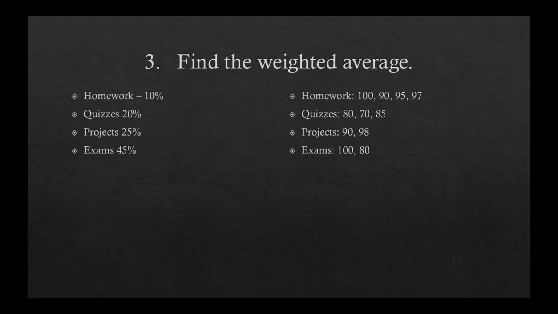Okay, so I don't know about you guys, but I am a very visual person, and when I do math, I like to have it organized in a visually appealing way because that helps me stay focused. So when I'm looking at this, I notice that I have 4 categories. So I'm going to go ahead and create my table, and my first column is just going to be the category. So I have homework, quizzes, projects, and exams. My 4 categories.